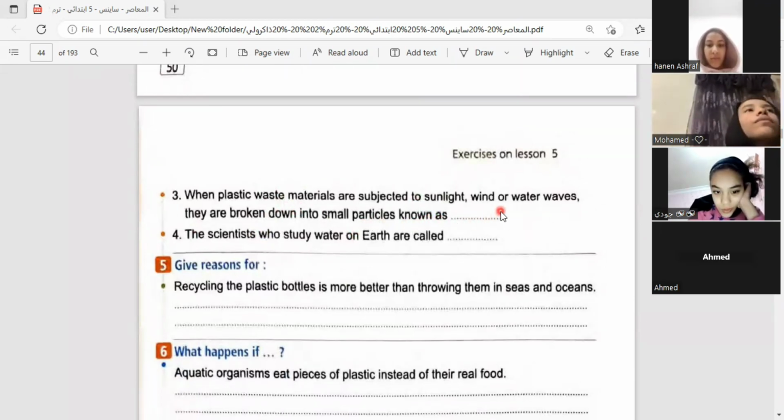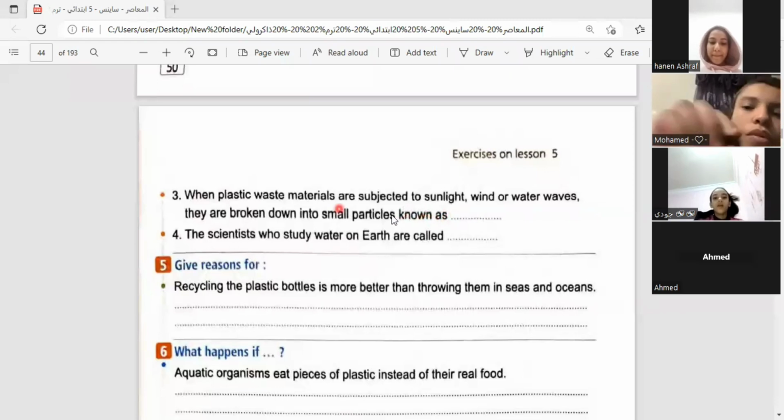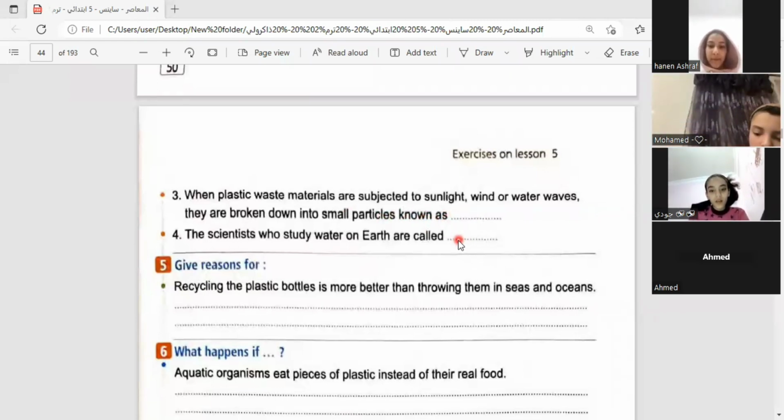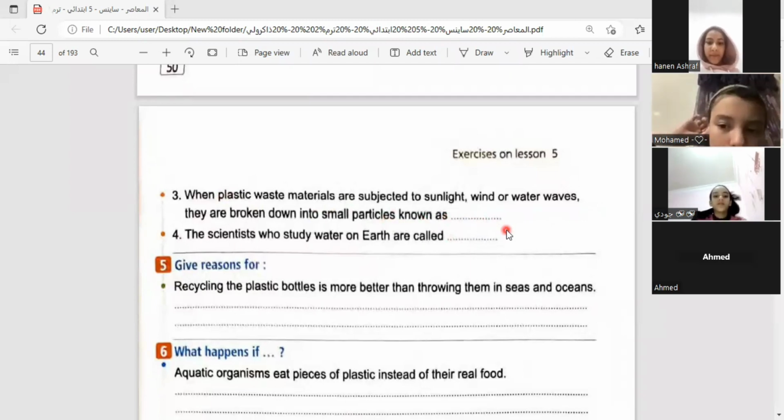These small particles of plastic are called what? Microplastics. Yes, microplastics. Number 4: the scientists who study water on Earth are called hydrologists.